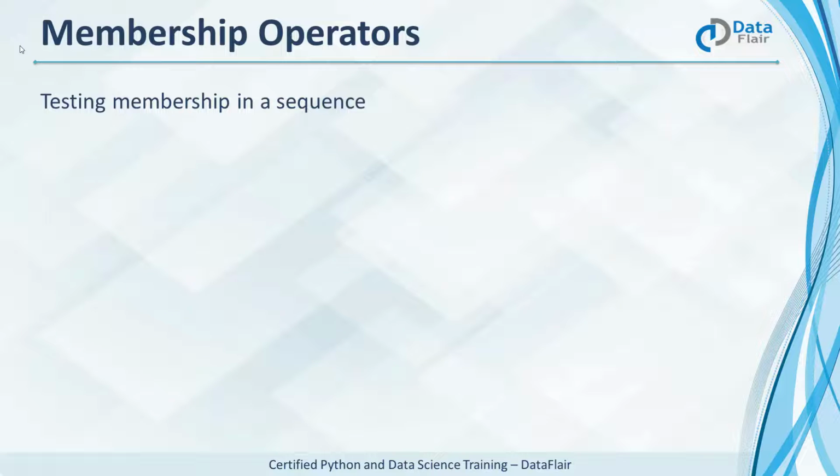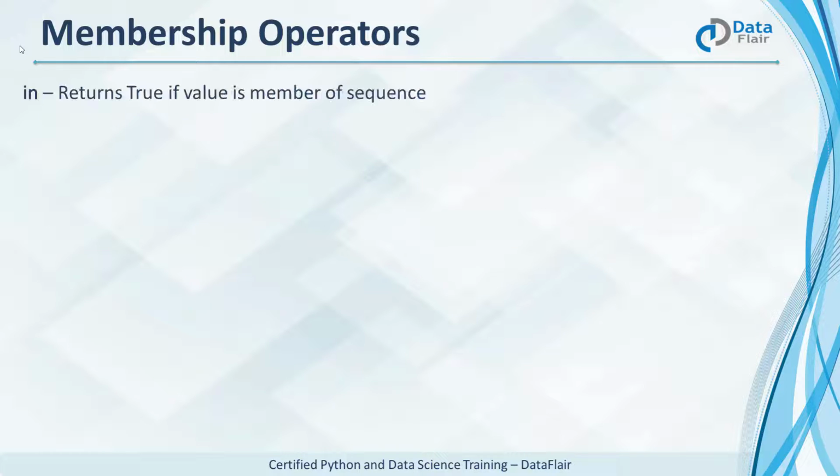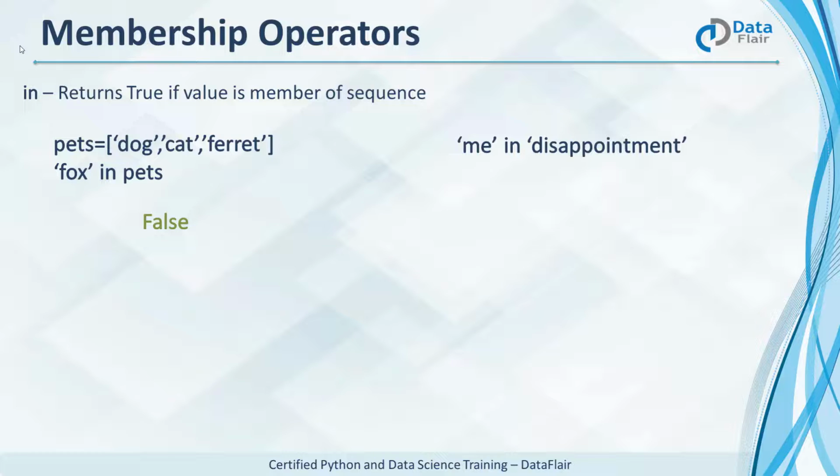Membership operators tell us whether a value is a member in a certain sequence. These are in and not in. In returns true if the value is part of the sequence. Consider this list. Is the string fox a part of it? No, it isn't. Is the string me a part of the string disappointment? Yes, it is.